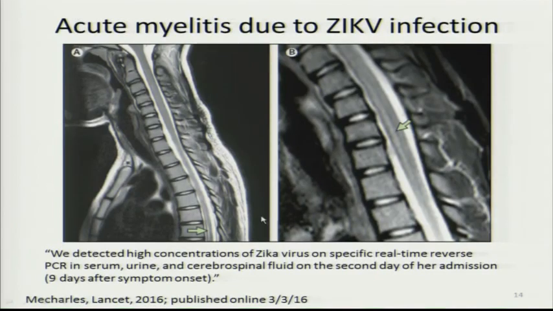This was a 14-year-old in South America who developed an acute myelitis, and she has hyperintensity here in the thoracic cord at the arrow, swelling, edema in the cervical cord, and again, they detected high concentrations of Zika on PCR in serum, urine, and CSF on her second day of admission, 9 days after symptom onset. Again, this was published online, I guess now 12 days ago. So a couple of different CNS manifestations.